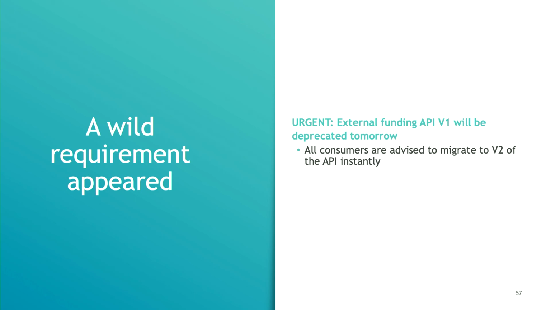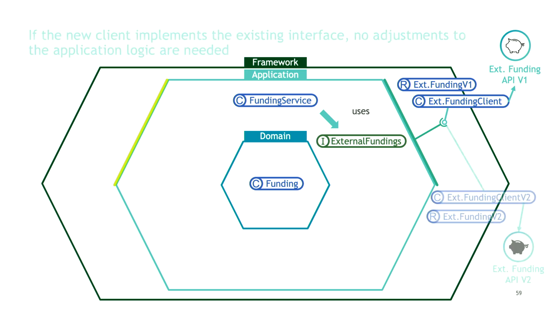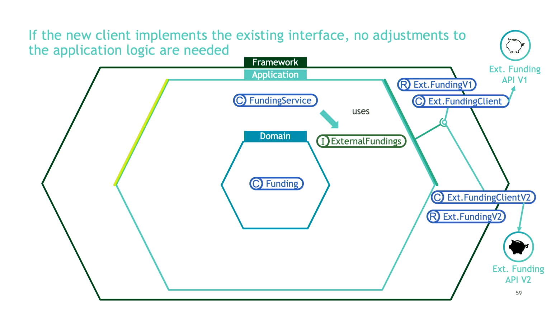So now imagine that, in the beginning, I showed there are 2 versions of the API, and now they want to deprecate version 1 of that API, and we are advised to migrate. So we're just going to do this on the slides for now. This is what it looks like. We have our outgoing port called external fundings, and we have our REST client that gets information from the funding API version 1. And if we now need to migrate to the second version of that API, all that we need to do is provide another adapter that implements the exact same interface.